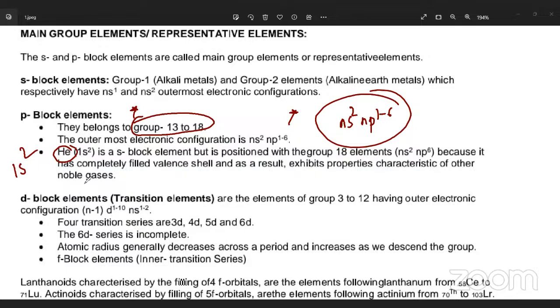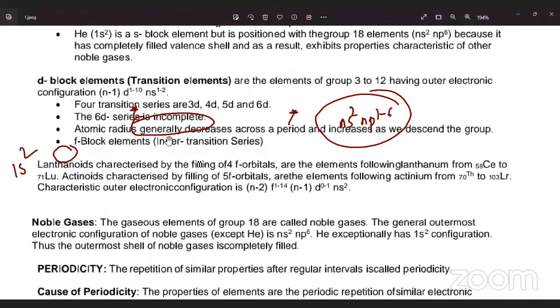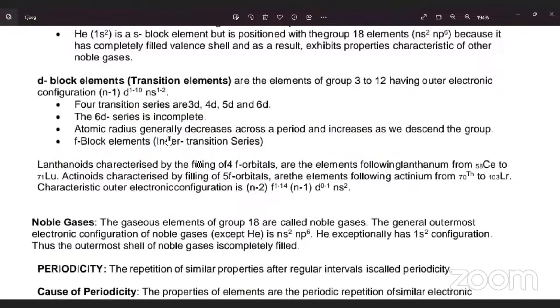Next, we are going to study the D block elements. D block elements are called the transition elements. They are the elements from group 3 to group 12 with the general electronic configuration (n-1)d1-10 ns1-2. So what is the general electronic configuration of D block elements? (n-1)d1-10 ns1-2.